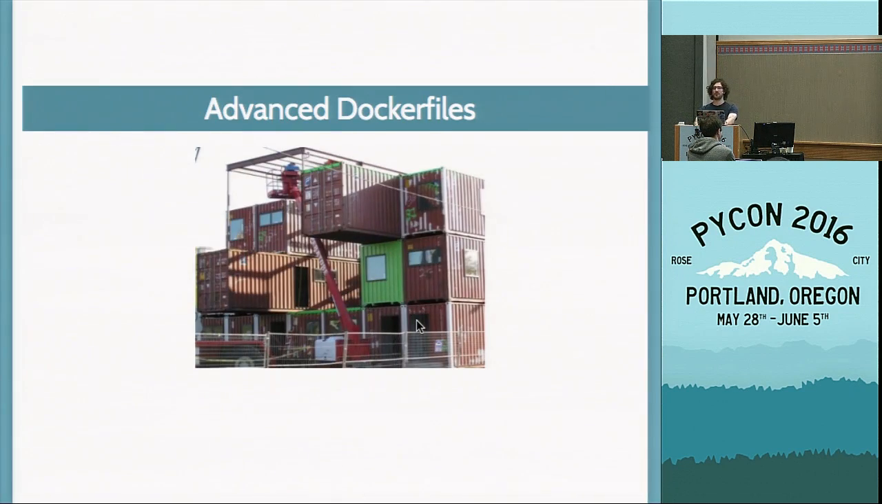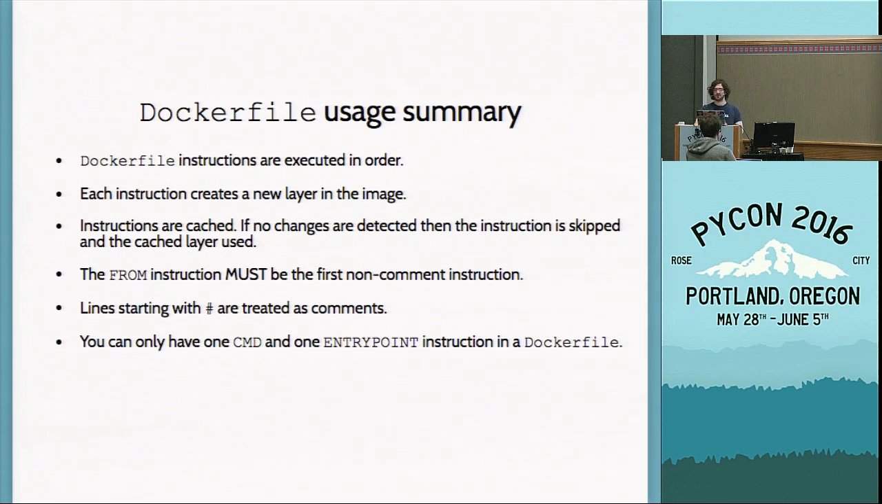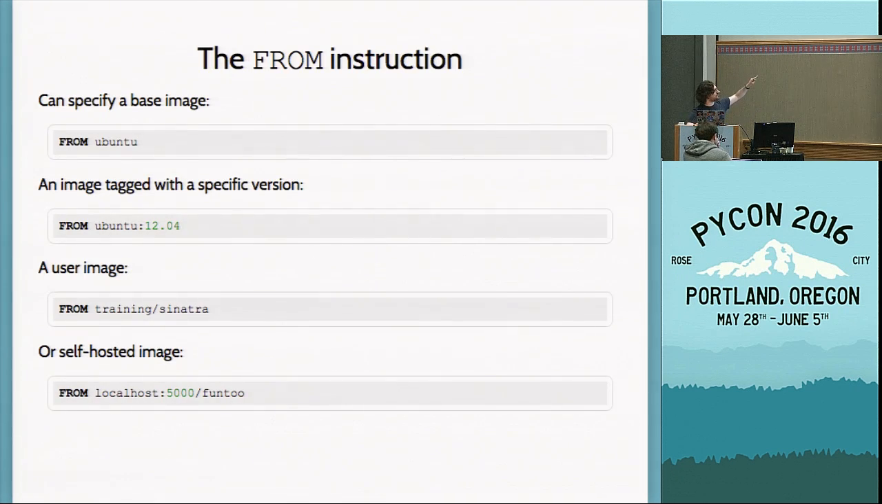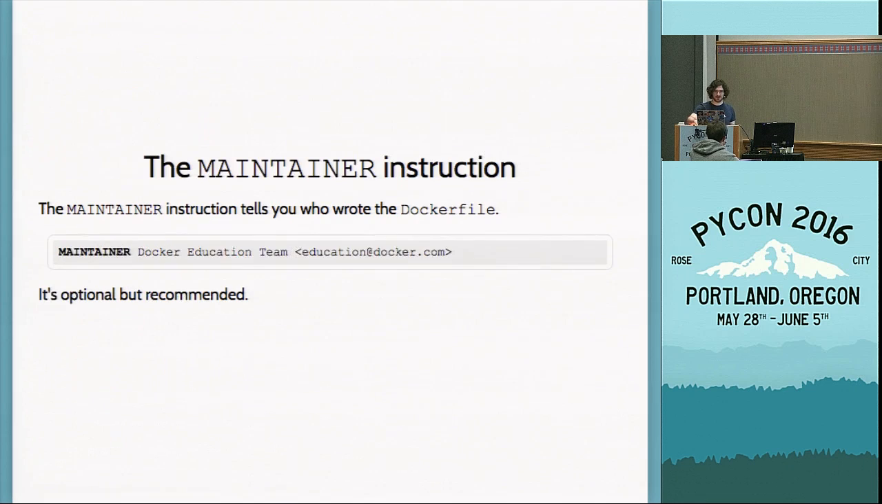There are some other instructions in Docker files that we need to know about. I'm going to give you the most useful ones, the ones that you will most likely need. We covered FROM already. The first instruction in a Docker file has to be FROM, and you can use FROM with any kind of image that we saw before: official images, user images, self-hosted images.